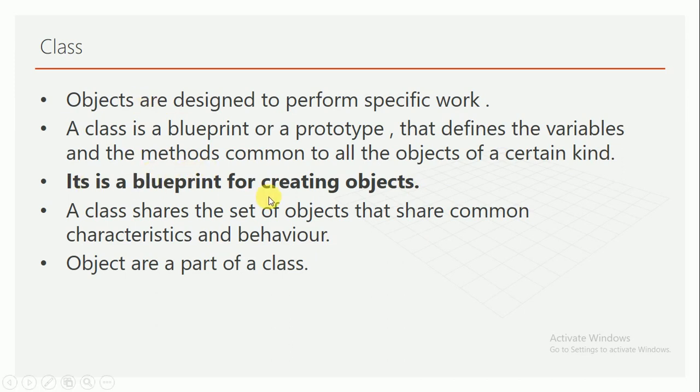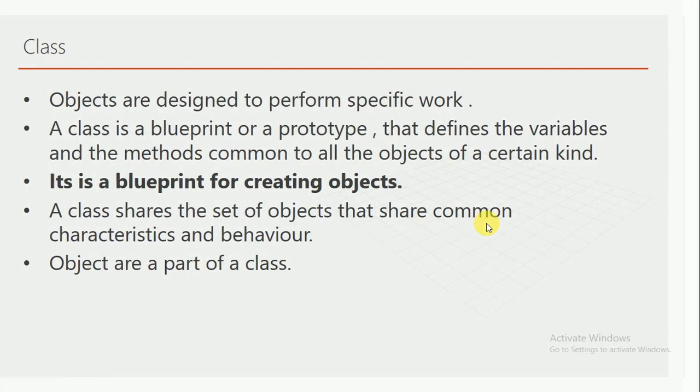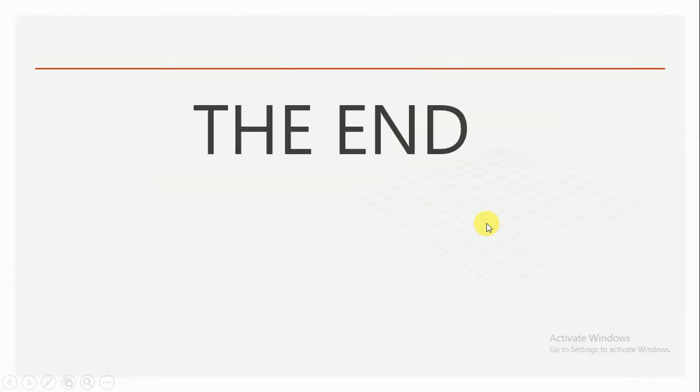Classes are just the blueprint for creating objects. A class is a set of objects that share common characteristics and behavior. The class doesn't consist of random or any objects. Objects are part of the class, as I've told you. So this summarizes the whole concept of classes and objects.